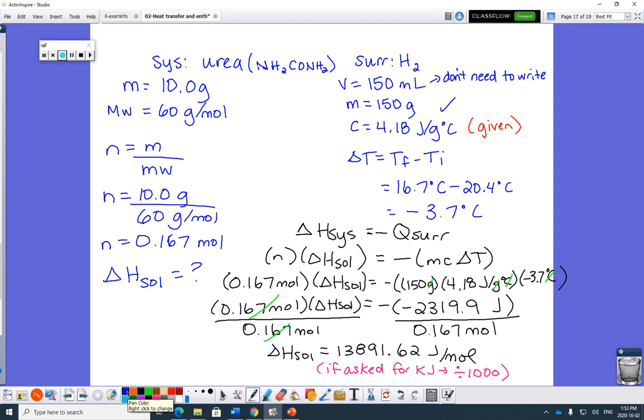You can think about the logic of your answer. The water got colder, which means the system absorbed energy. Absorbing energy is endothermic, which is positive. Did we get a positive delta H value? We sure did. So chances are you're correct.